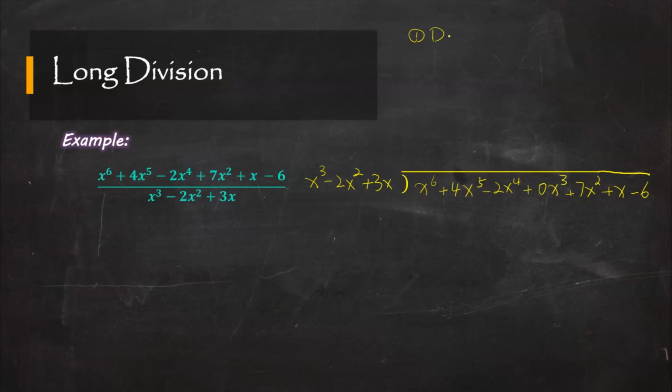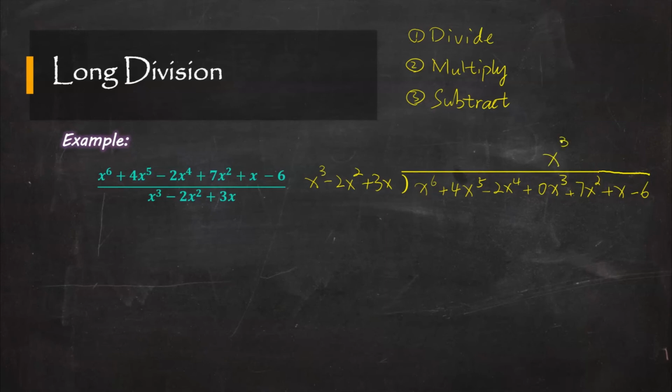And don't forget to recall the 3 steps. The first one is divide. And the second one is multiply. Third step is subtract. Right? Okay, so first is divide. So here is the power of 6 divided by power of 3. 6 minus 3, which is x cubed.